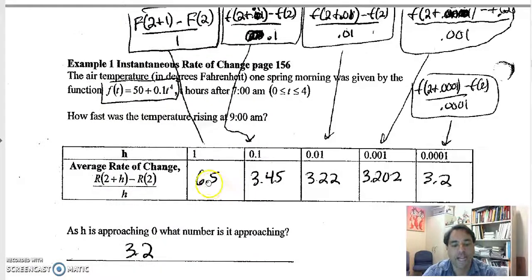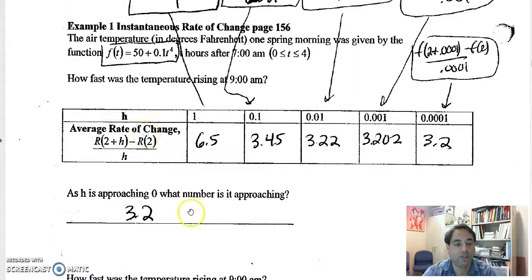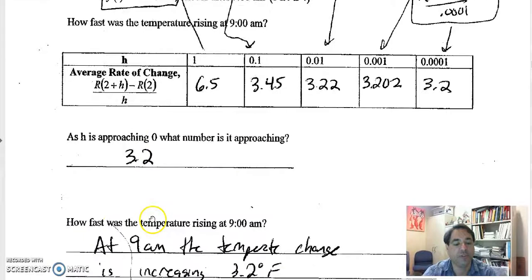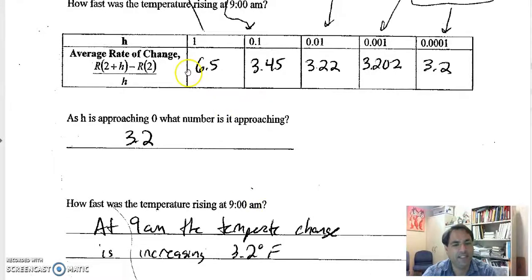Now, you can see as it's approaching 0, we're approaching 3.2. So, at hour 2, what's happening? 3.2. So we can say at 9 a.m., which is hour 2, the average temperature is increasing 3.2 degrees Fahrenheit per hour. Okay? Now, as you're doing this over and over again, you're noticing these are nice, 0.1, 0.01, 0.001, but really the last one is the one we care about.